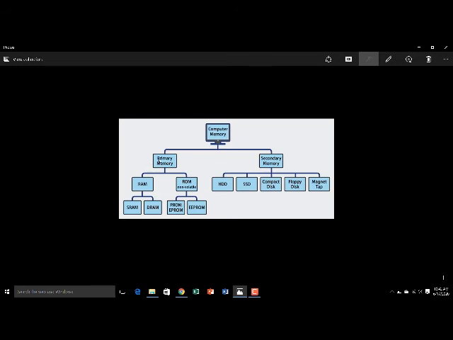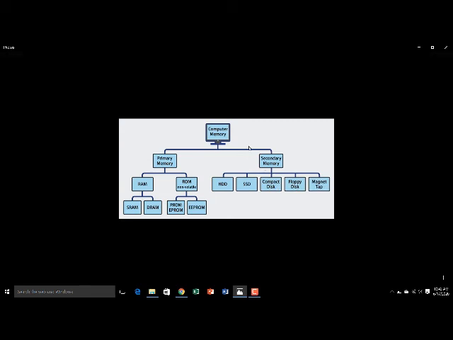There are basically two types: primary memory and secondary memory. Primary memory has two types: RAM and ROM. RAM is volatile and ROM is non-volatile. Secondary has hard disk, solid state disk, pen drive, CD, DVD. Compact disk means CD, floppy disk means FD, and magnetic tape is MT. So these are our memory parts: primary memory and secondary memory.